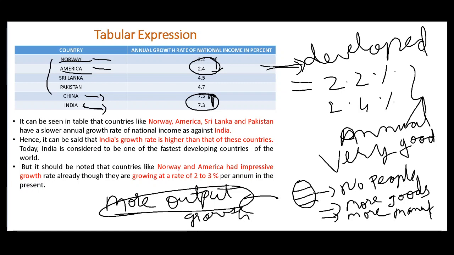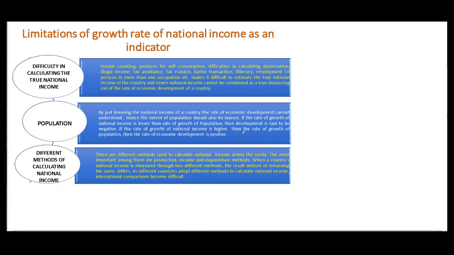So if population is more, your growth will be more. Okay, but beyond population, if you are manufacturing, then the real growth picture can be seen. This was tabular expression. Now we are going to see the limitation of growth rate of national income as an indicator.